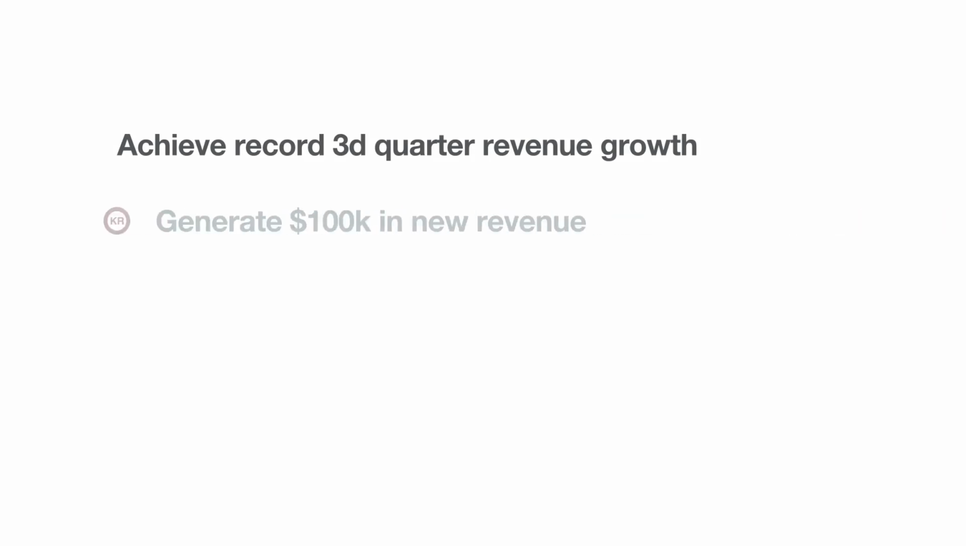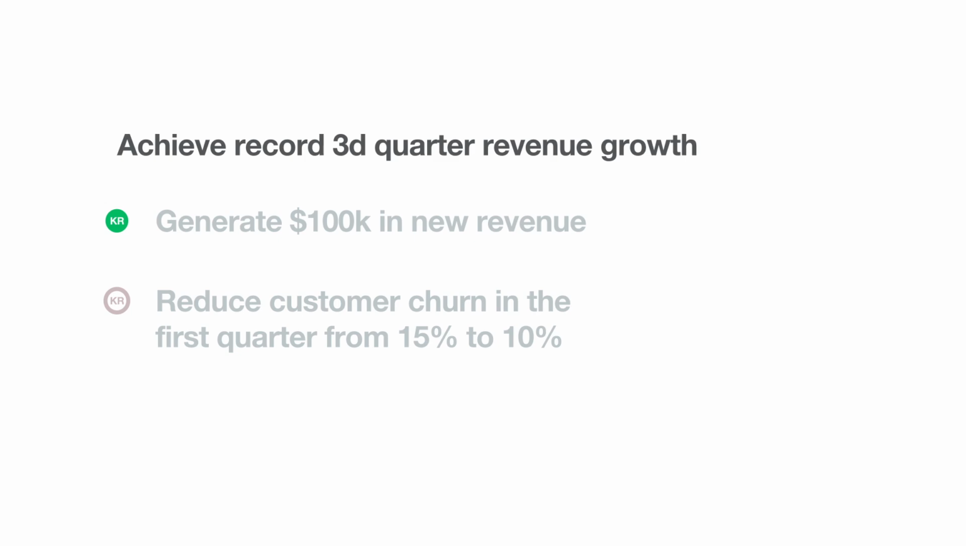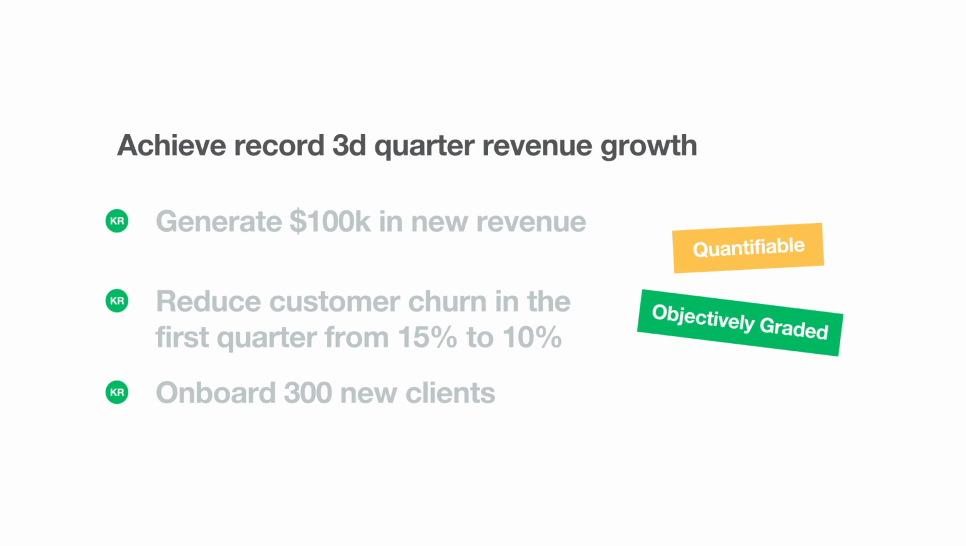Some good examples of key results for a previous objective would include 1. Generate $100,000 in new revenue. 2. Reduce customer churn in the first quarter from 15 to 10%. And 3. Onboard 300 new clients. These examples are quantifiable, objectively graded, and while challenging, they should still be achievable.